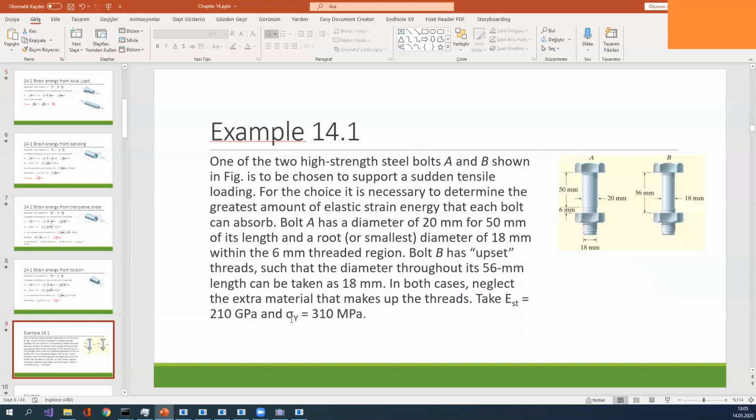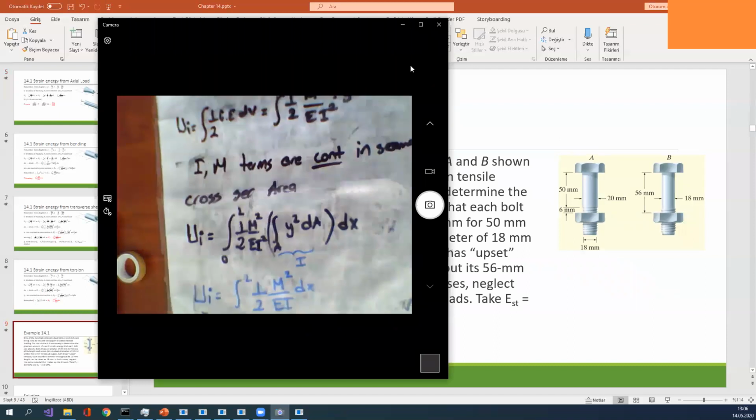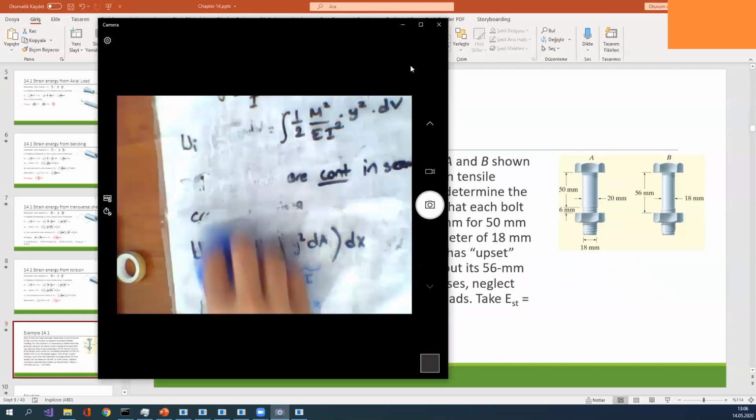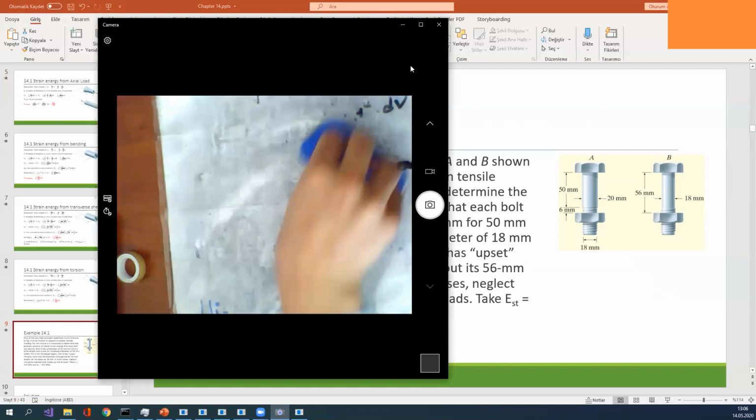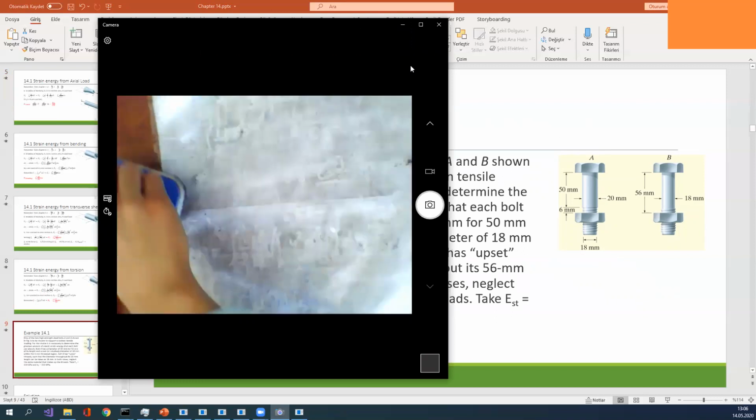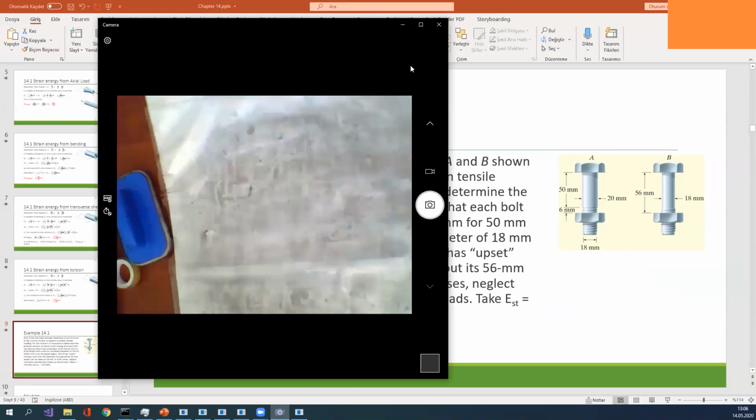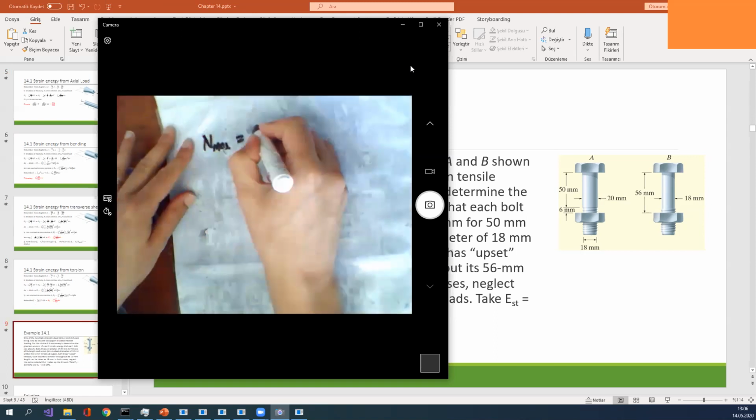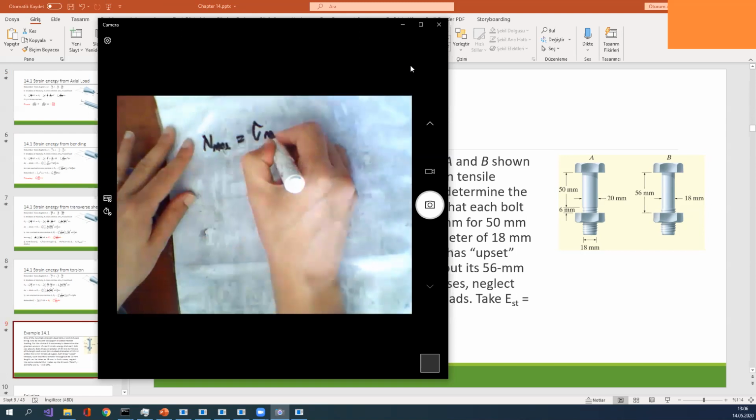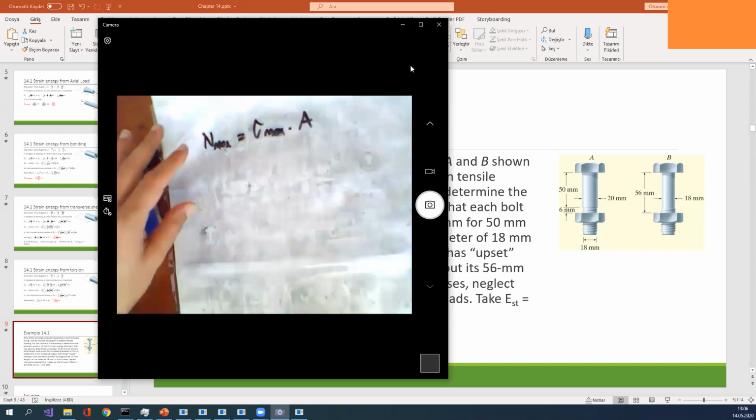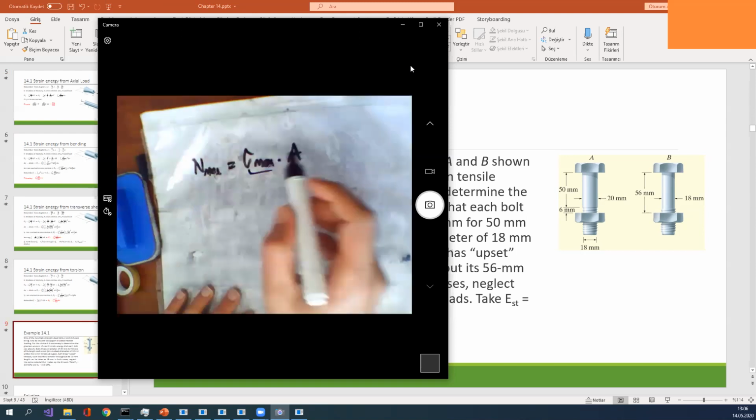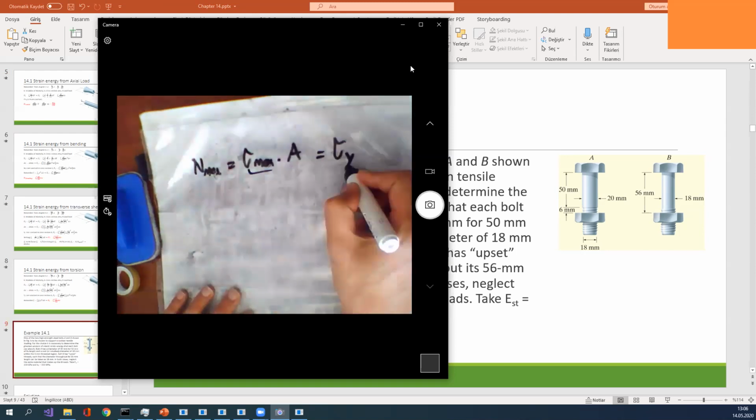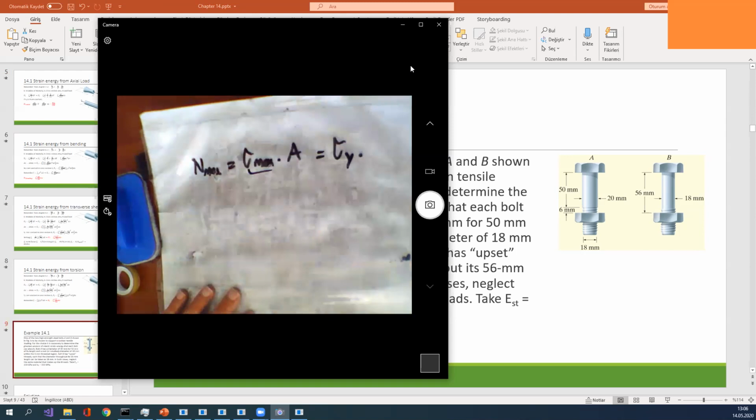So how can we find the maximum force? N max is equal to sigma maximum times area. What is sigma max? I said it can resist the yield stress, therefore, area.